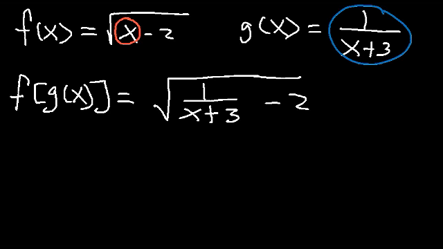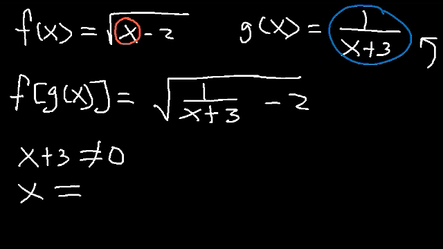So g is the input function. So we need to find the domain of the input function. We don't have to worry about the domain of the output function, so we don't have to worry about this for now. So here we have a rational function. We have a fraction. And we know that the denominator cannot be 0. So therefore, x cannot be negative 3. So that's the first restriction.